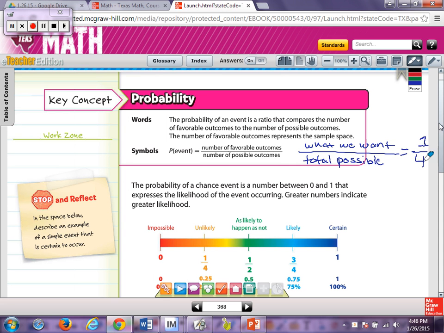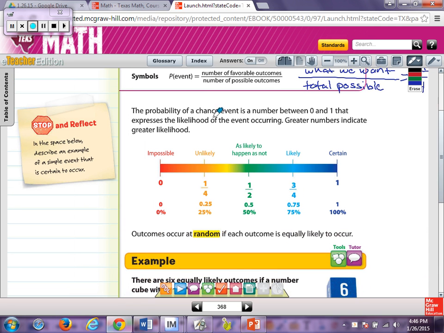Okay. So now the probability of a chance event is a number between 0 and 1 that expresses the likelihood of the event occurring. Greater numbers indicate a greater likelihood. So now you're assigning it a percent or a statement saying how likely this was to happen. If we go back to our hat example from the beginning, we have a possibility of 1 in 4 to get a red hat compared to all the total hats, we see that our probability is unlikely, or we have a 25% chance of selecting a red hat.